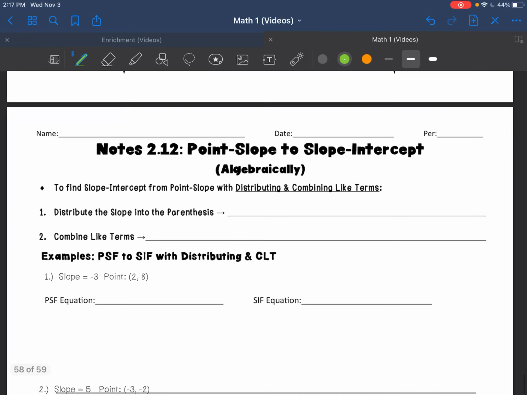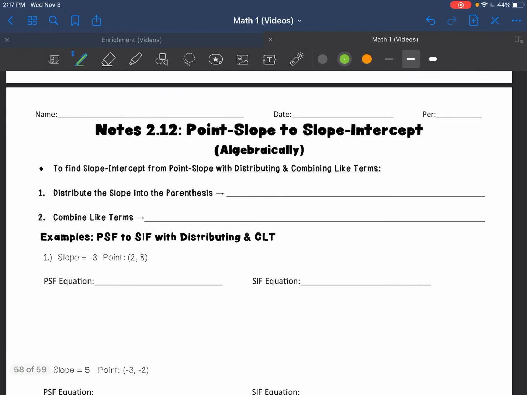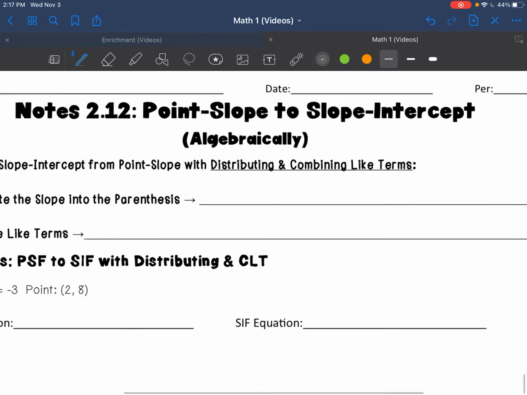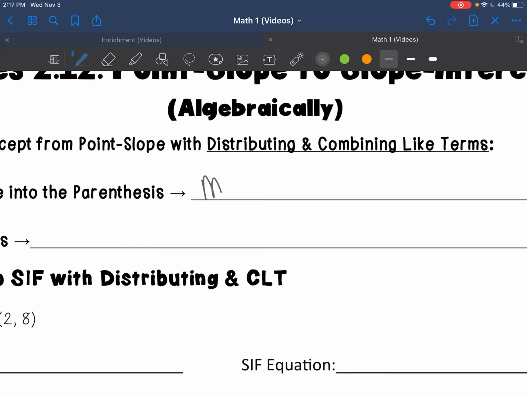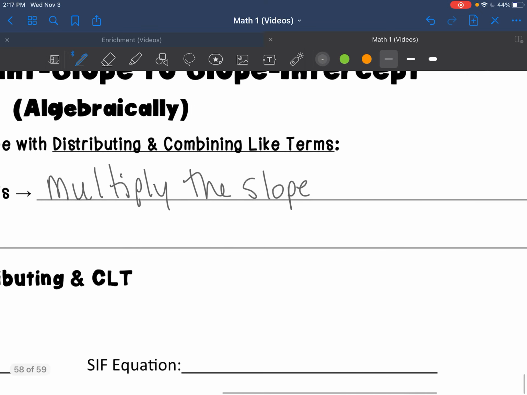All right, so we have notes 2.12, point slope form to slope intercept form algebraically. So to find the slope intercept form from point slope form, we are going to first start with distributing and combining like terms. Where it says to distribute the slope into parentheses, what that really means is that we multiply the slope into the parentheses.